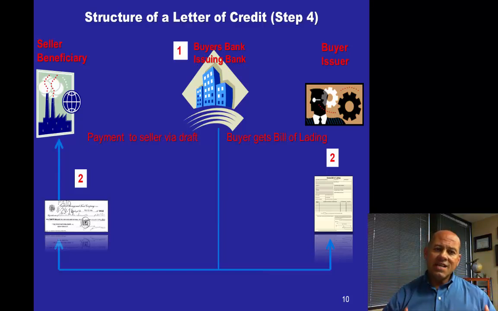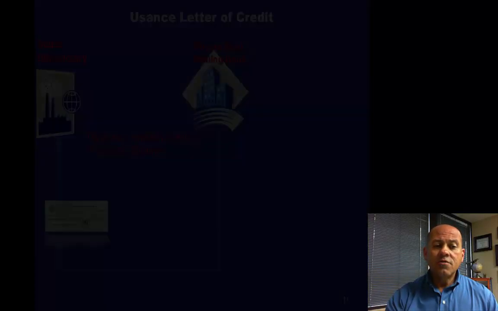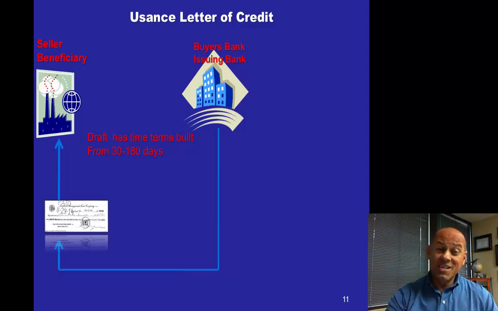You can actually build in a letter of credit that allows time to pay after the documents have been accepted. This type of letter of credit is what's called a Usance letter of credit. Basically, a Usance letter of credit is one where once the buyer accepts the obligation, they have time to pay because the draft allows for it. So that draft has time terms built in. You can go from 30 days up to 180 days on an international bank draft.